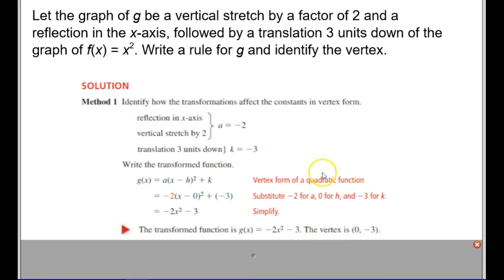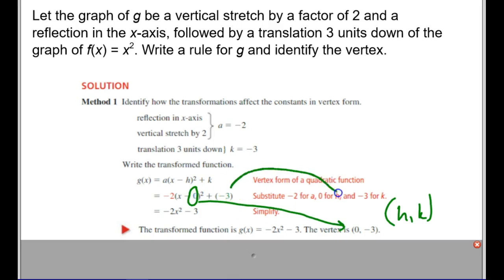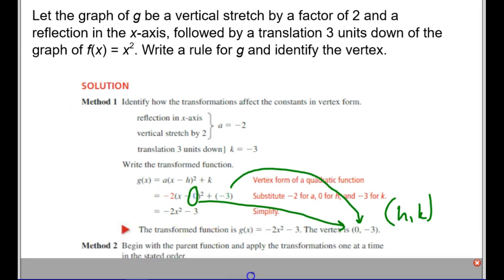So the vertex is always going to be h comma k, which makes things a little bit easier, and that's why we use vertex form. So my h here, I didn't have an h, was 0, so that is the x value of my vertex. My k, since I moved down 3, is -3. So that's my vertex.